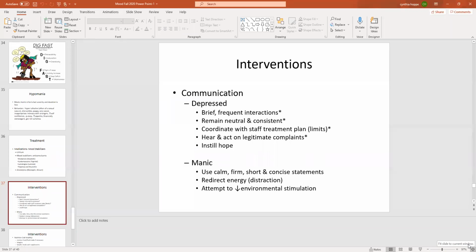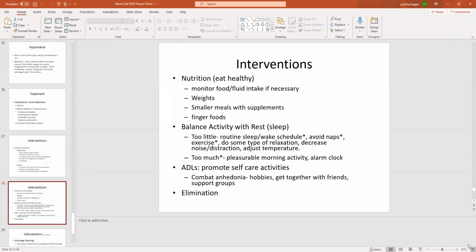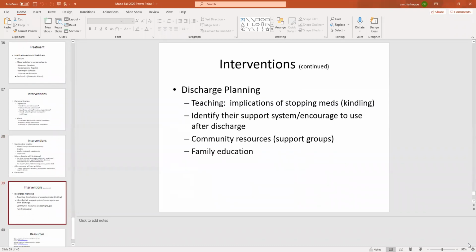Sometimes there's a serenity room or a quiet room where a patient can go to try to decrease their feelings, their impulses, to get more in balance. And if they're doing it by themselves, they're asking to get in that room, that's great. You can reinforce that with them. Nutrition, activity, self-care, elimination, discharge planning. That is all under the nursing care plan that I have for you.